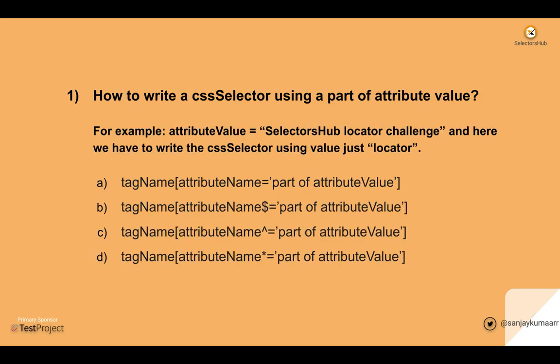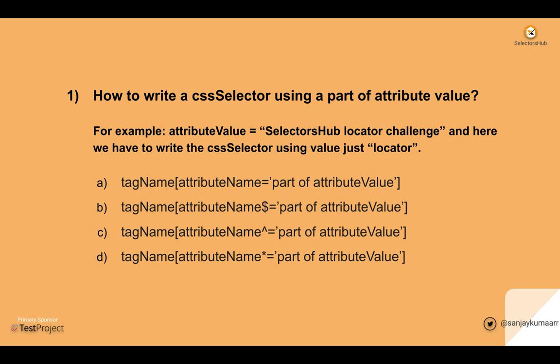The very first question: how to write a CSS selector using a part of an attribute value. For example, the attribute value is "selectors hub locator challenge", and here we have to write the CSS selector using just the value "locator". So basically we are looking for contains. The first option is tag name, attribute name equal to part of attribute value. This is not correct, because it is directly comparing the value, so we cannot use a part of the value.